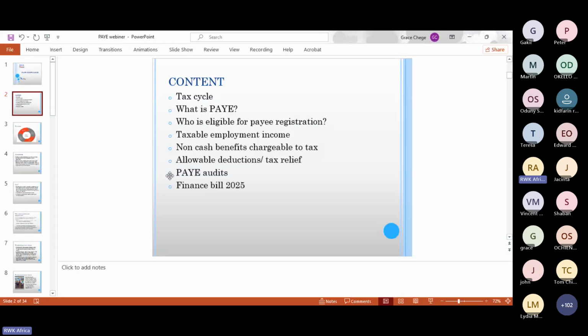We are also going to be talking about PAYE audits. Tax audits is an area that most people are not very familiar with, but is very crucial. And also we are going to be looking at the finance bill, the proposed changes with regards to PAYE in the Finance Bill 2025, and briefly look at the changes. There are a bit of changes in the PAYE template. We'll be looking at that towards the tail end of this presentation.